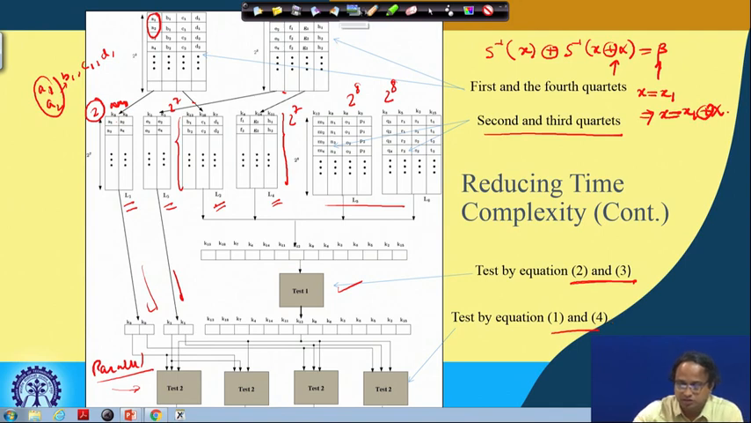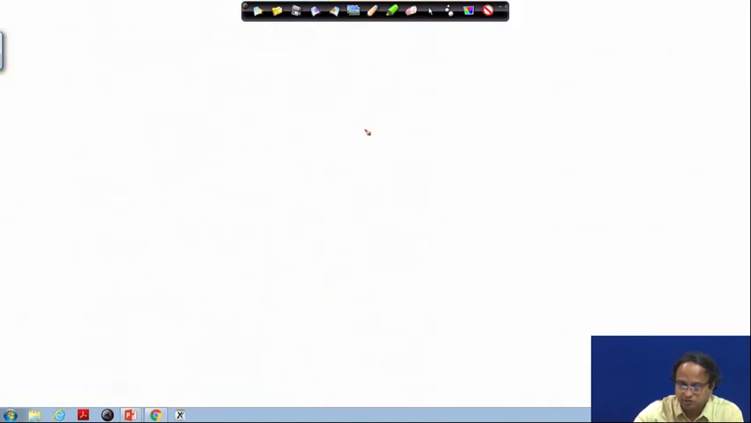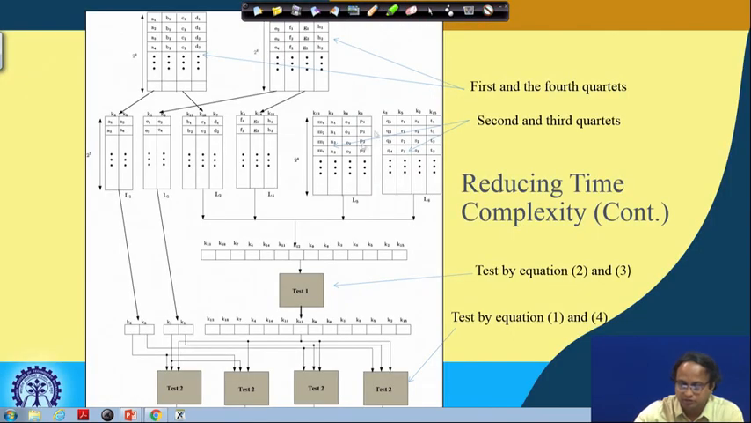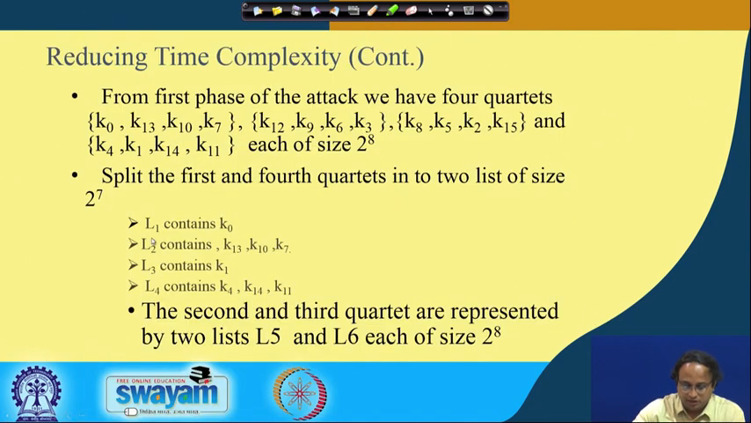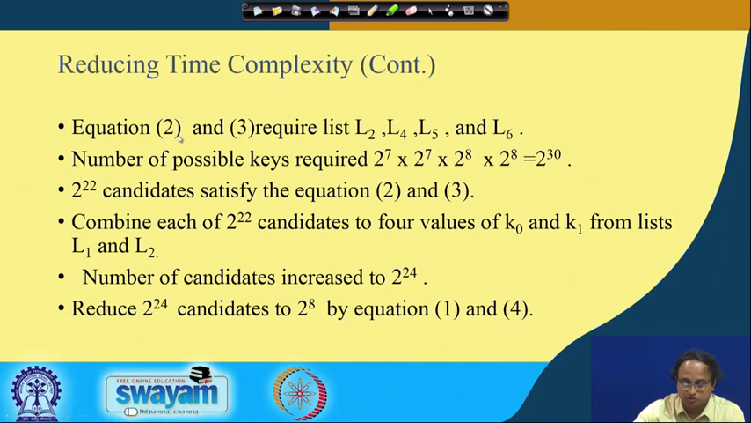What I am trying to say here is summarized in the next discussion. What you can observe here is that L1 contains K0, L2 contains K13, K10 and K7, the remaining 3 bytes. L3 contains K1, L4 contains K4, K14 and K11. The second and third key quartets are represented by 2 lists, L5 and L6, each of dimension 2 power of 8. So if you look at equations 2 and 3, you have got these lists, and the total dimension is 2 power of 30. If you now use equations 2 and 3, you can reduce it to 2 power of 22 candidates.